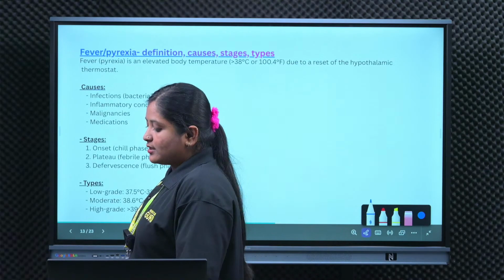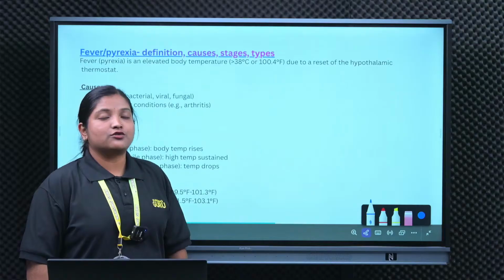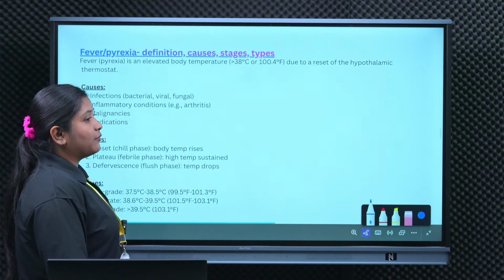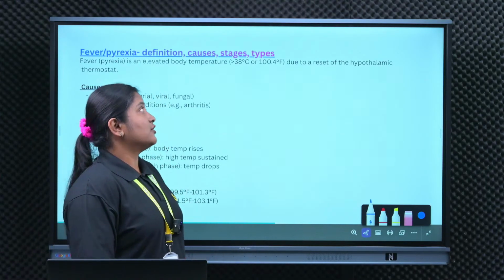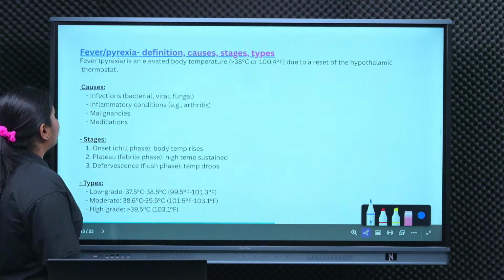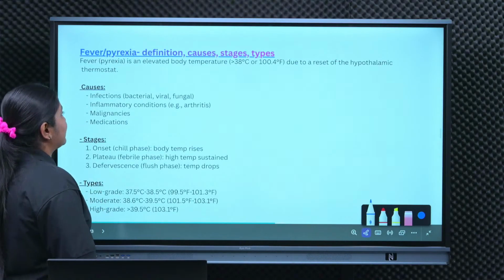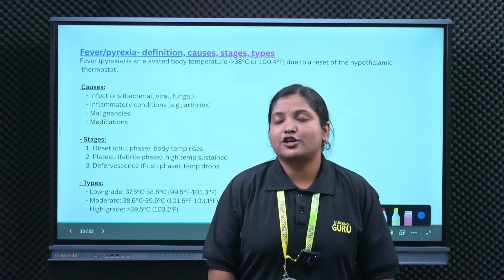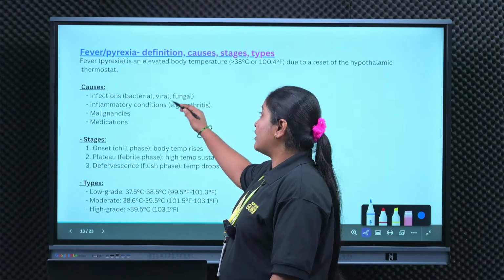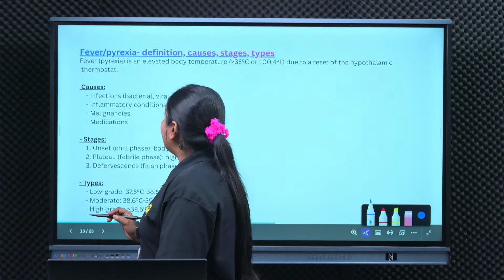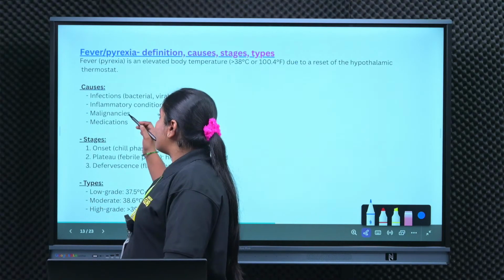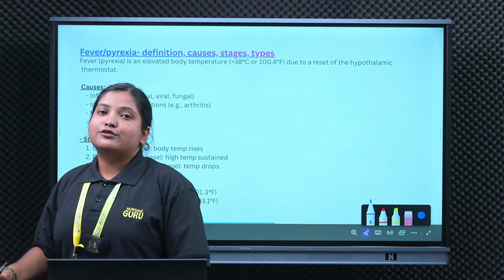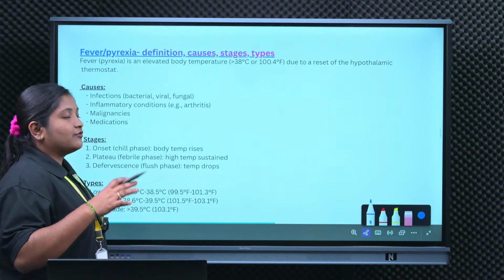So an increase in body temperature is going to be called a fever when it is in the range of more than 38 degrees Celsius or 100.4 degrees Fahrenheit. Next, causes, like infection. Most of the time we get fever or pyrexia due to infection, like bacterial, viral or fungal infection, inflammatory conditions like arthritis, malignancies, and medication side effects, and so on; we get this elevation of body temperature.